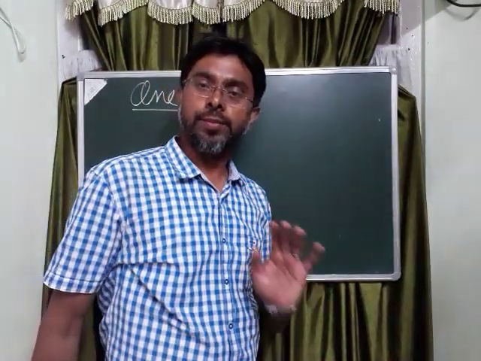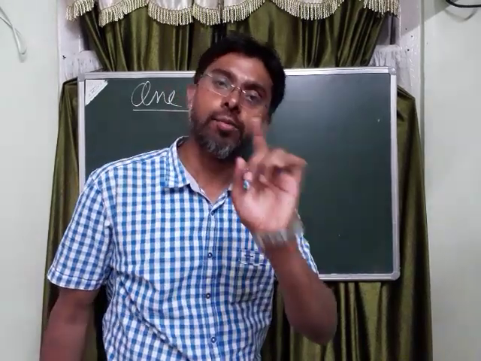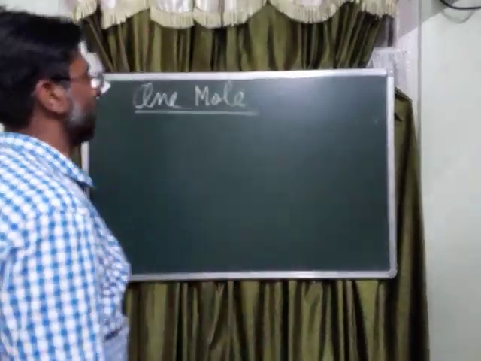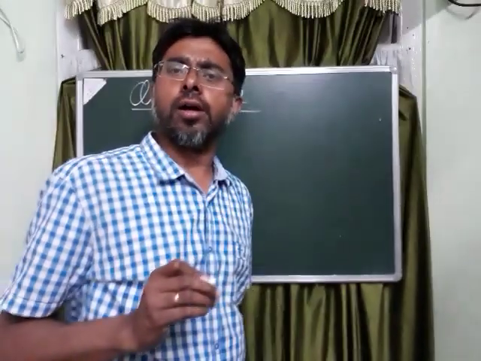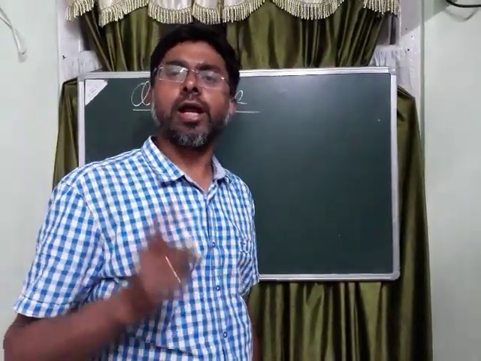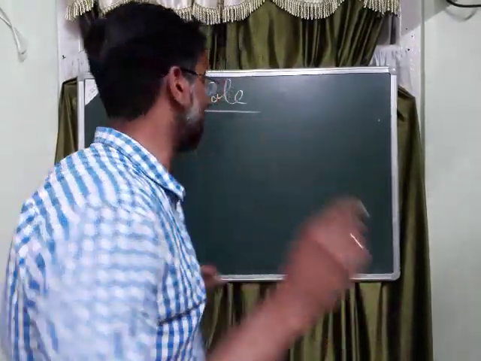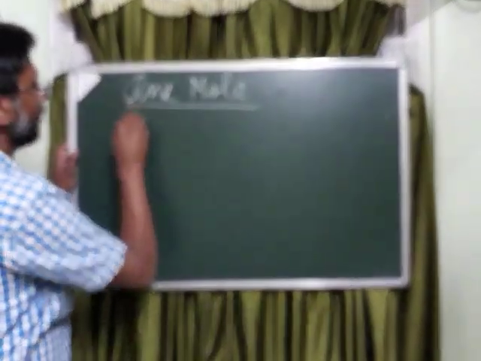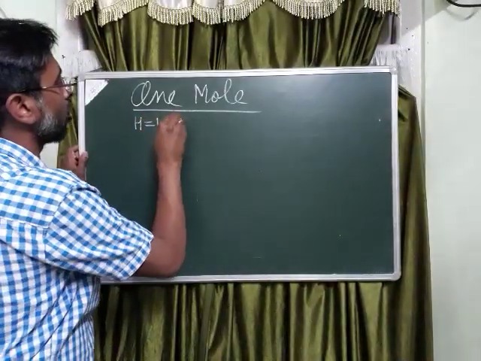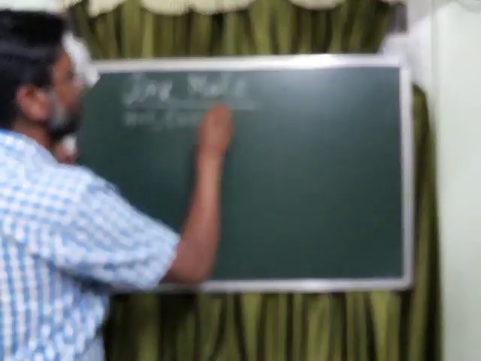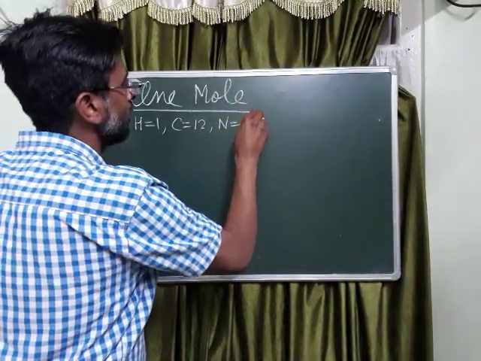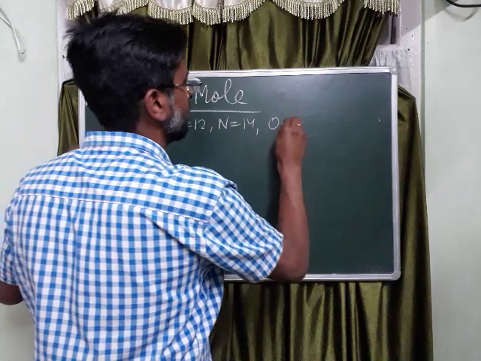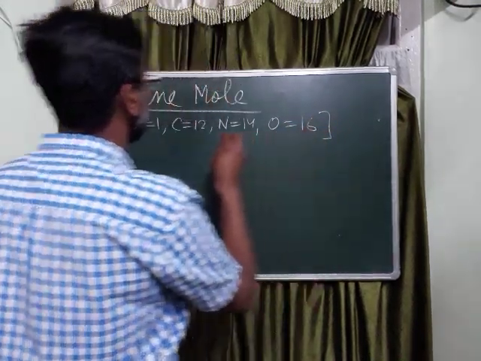Okay, now let me first explain what is 1 mole, or what is mole. Let me write down the atomic weights or atomic masses of some elements. For example, hydrogen is 1, carbon is 12, nitrogen is 14, oxygen is 16. These are a few elements which I have written down.